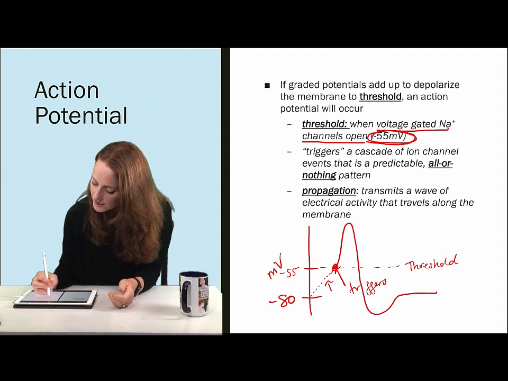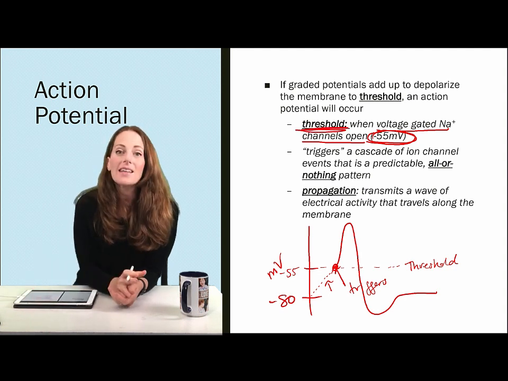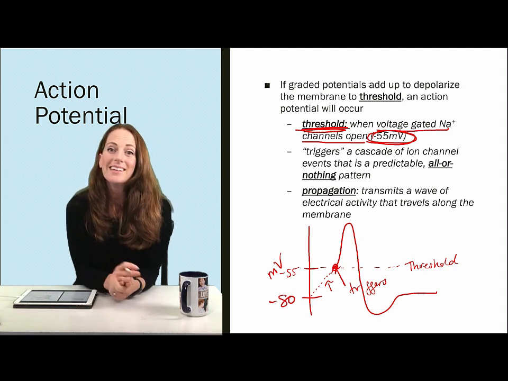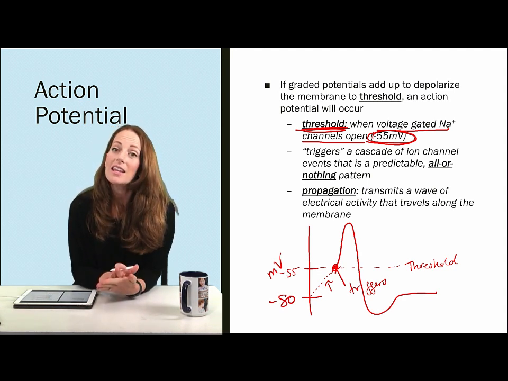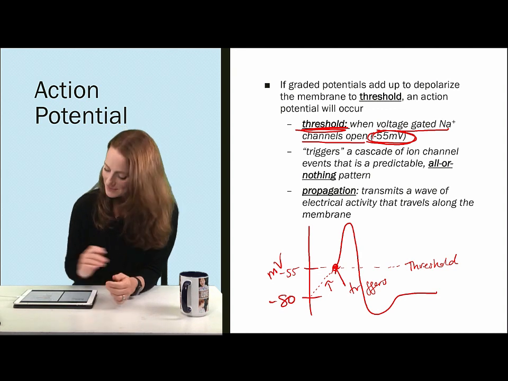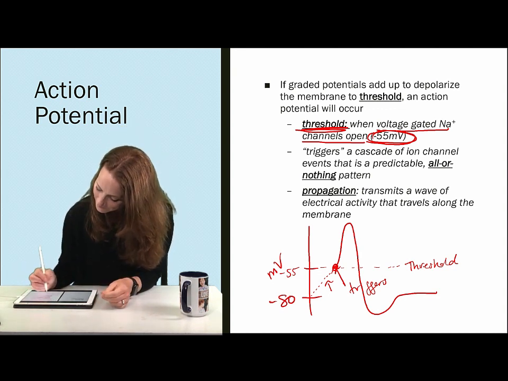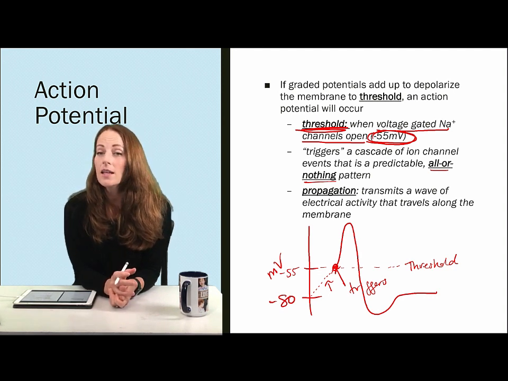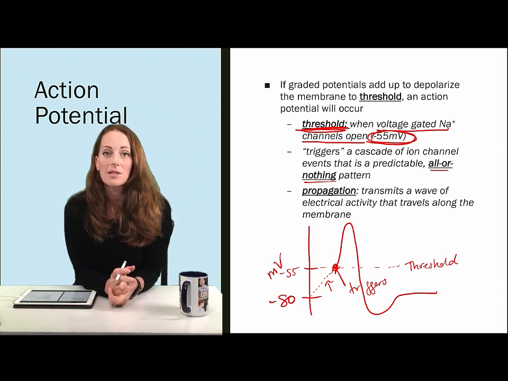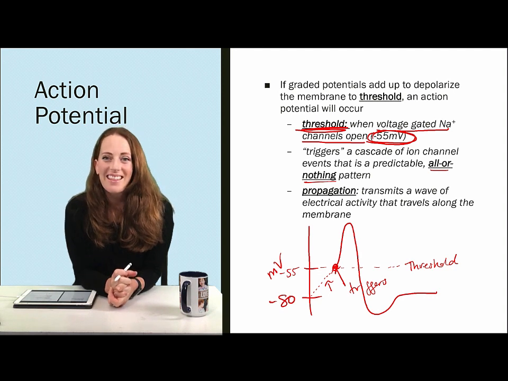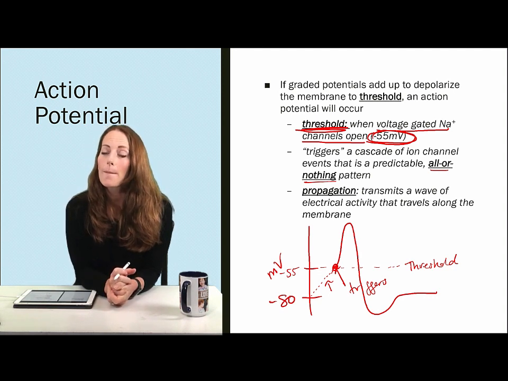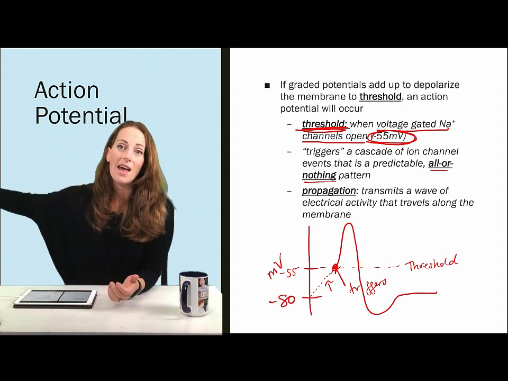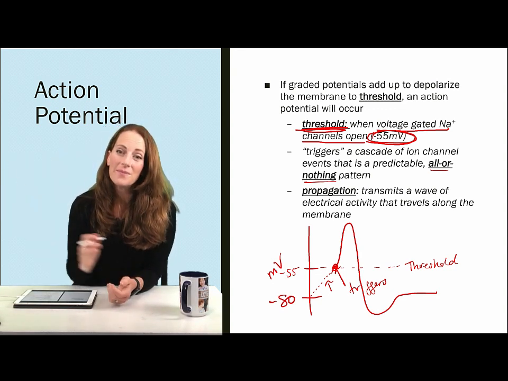So threshold is an incredibly important concept with respect to action potential. So what happens at threshold? The opening of voltage-gated sodium channels. Two key terms related to this. It's an all or nothing pattern. If you hit threshold, you get an action potential. If you don't, you get nothing. And we'll also talk about propagation, which is the spreading of the action potential down the axon of the neuron.